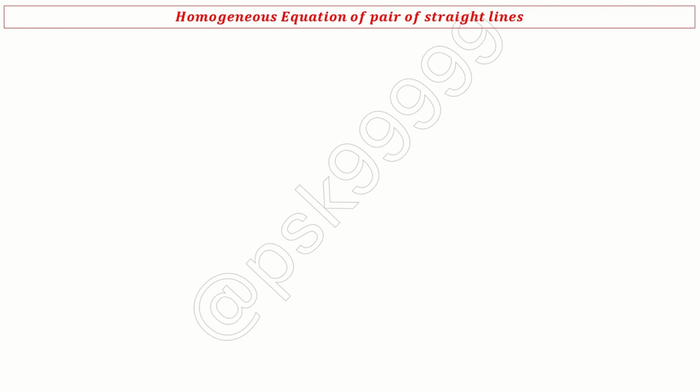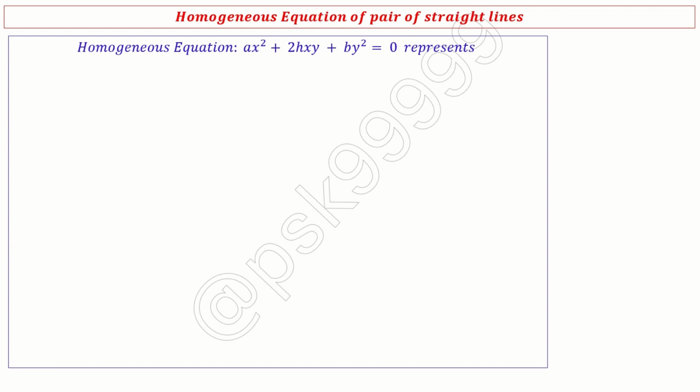Among that you have two types, homogeneous and non-homogeneous. Homogeneous is the one where both straight lines go through the origin. That means there won't be any constant term. In the case of a non-homogeneous equation, you will have every term possible. Let's see the representation. The homogeneous equation is simple: ax square plus 2hxy plus by square equal to 0. This is how we represent the equation.